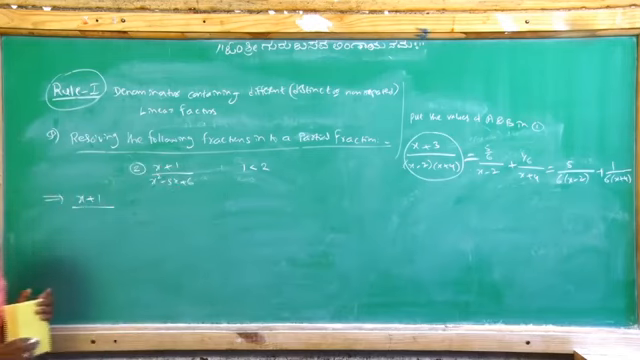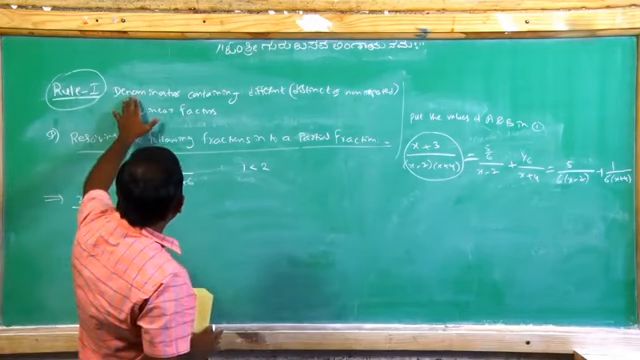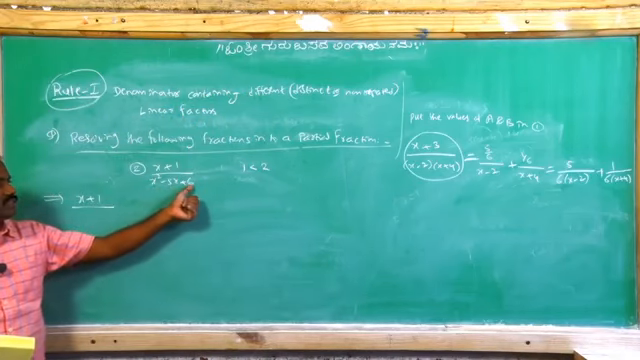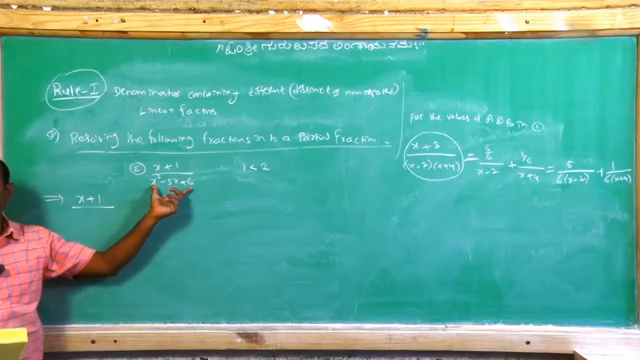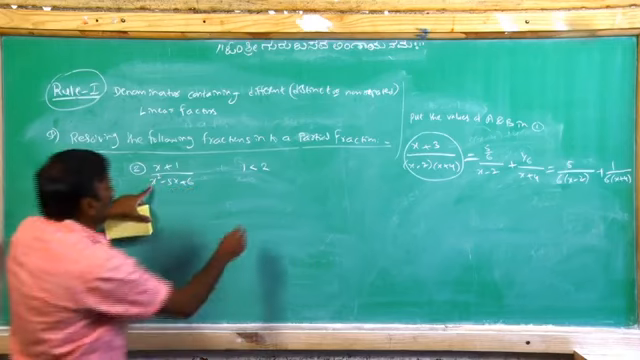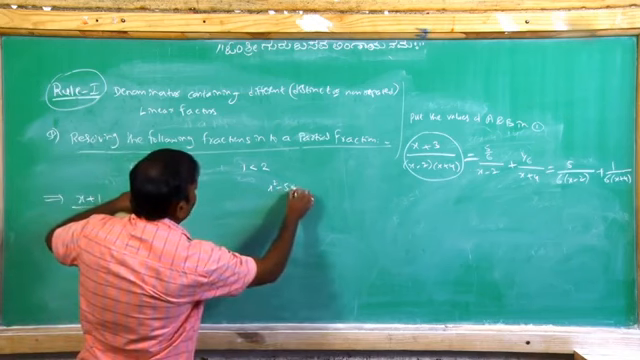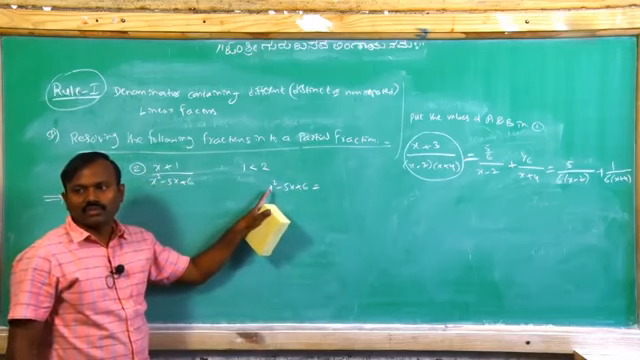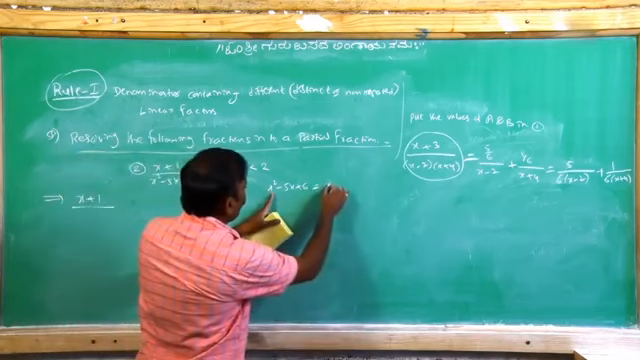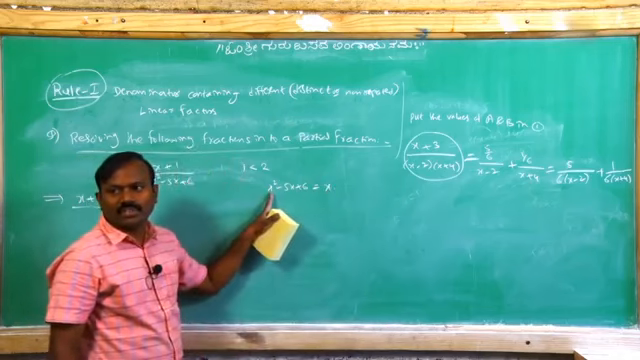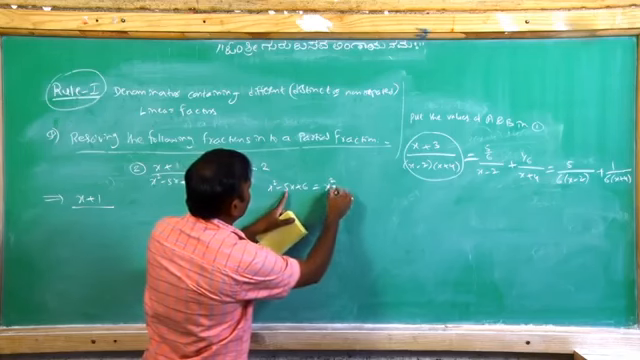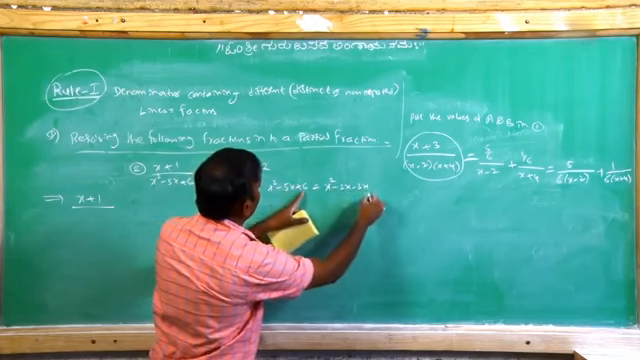The next condition is that the denominator contains different linear factors. x square minus 5x plus 6 is a factorizable quadratic. So find its factors. What are the factors? x minus 2, x minus 3. Split x square minus 5x plus 6 as x square minus 2x minus 3x plus 6.